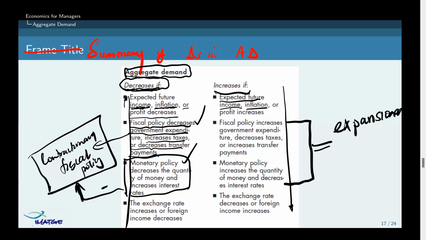Why is it expansionary? Because we want to expand the economy. We want to stimulate aggregate demand. We want to increase aggregate demand. How do we do that? We increase government expenditure, through public programs like construction, public roads, public networks, etc., or anything that increases government expenditure, like maybe transfer payments.